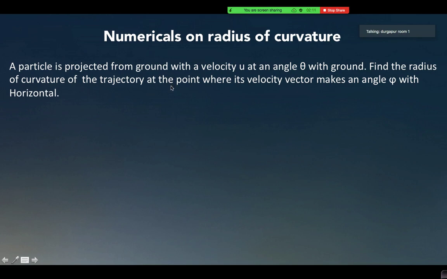A particle is projected from ground with velocity u at angle theta. Find its radius of curvature where its velocity vector makes angle phi with horizontal. Have we discussed this question in our class? Yes, sir. Yes. Let's move to the next one.